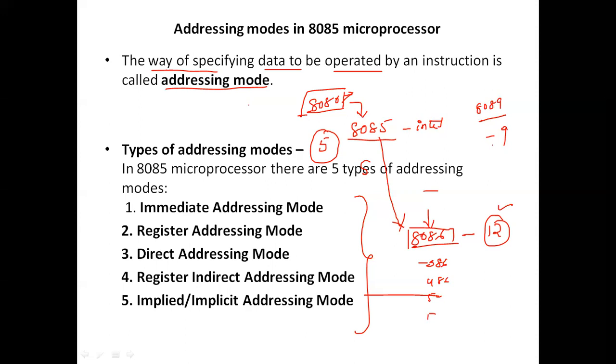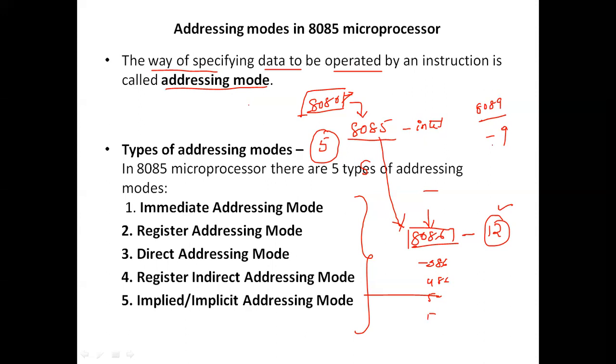Now let us step into the types of addressing modes that we use in the 8085 microprocessor. As I said, there are 5 different types of addressing modes listed here. The first one is immediate addressing mode. Second is register addressing mode. Third is direct addressing mode. Fourth is register indirect addressing mode. And the last one is implied or implicit addressing mode. These are the 5 different types of addressing modes.